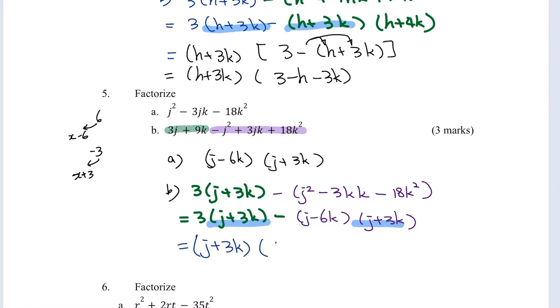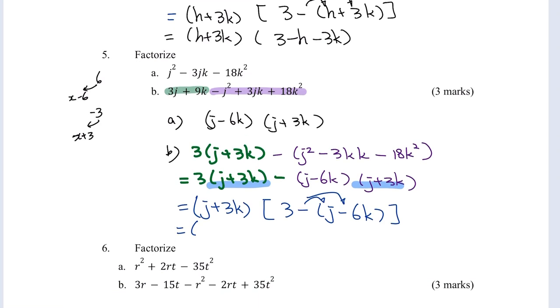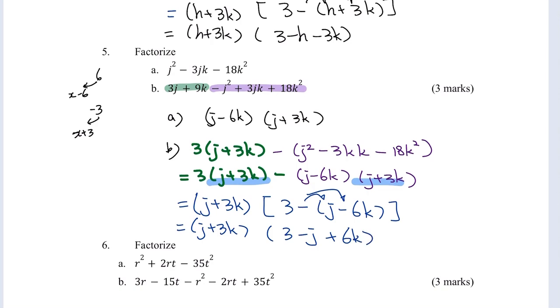And then 3 minus bracket J, J minus 6K. And then we open up the brackets. At front, nothing changed. At the back, 3 minus J, negative becomes positive. Okay, so that's your answer.